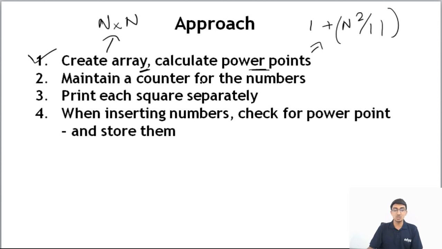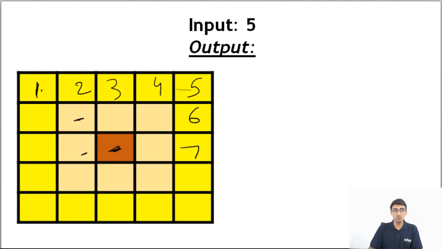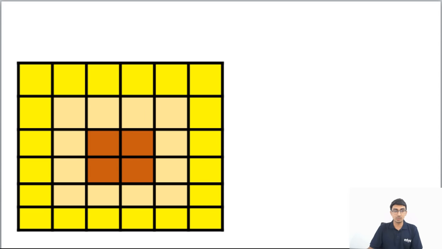Now, printing each square separately. There is another question which I'm sure you must be thinking of: how many squares should we be printing? We understand that we want to print each square separately, but really how many squares will we end up printing? For example, for 5, it looks like this. But for 6, we have again the same number of squares. It's just that the dimensions of the squares are changing.